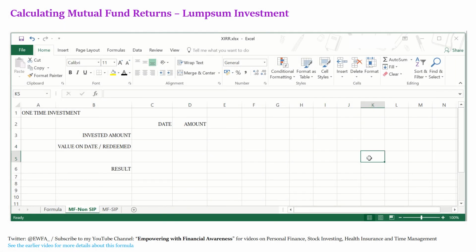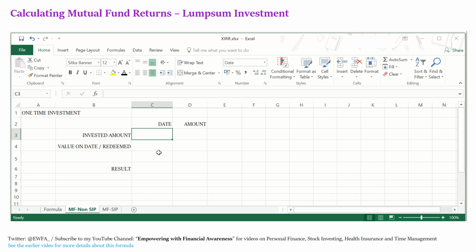So let us discuss how to use this formula practically on calculating the returns for mutual funds. In mutual funds, I have made two categories. One is for non-SIP, where you make a bulk one-time investment and have one-time or periodic redemptions, whereas the other one is where you have month-on-month SIPs, which is more common among retail investors. So the first option, let us go for a non-SIP.